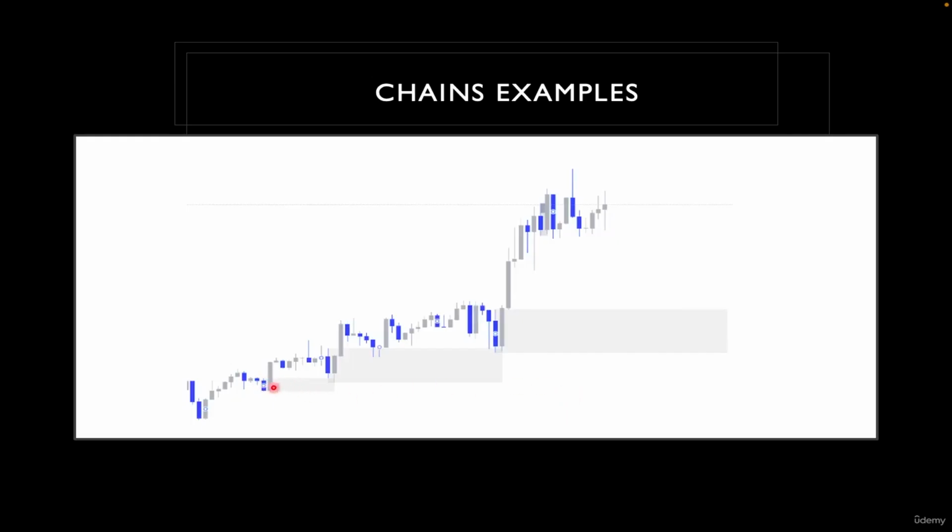Let's have a look at some buys, some demand levels here. Break to the upside, we come back down and we touch this area, break again, come back down, break again, which creates a chain, should I say.